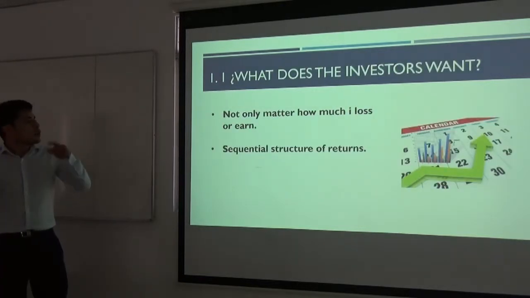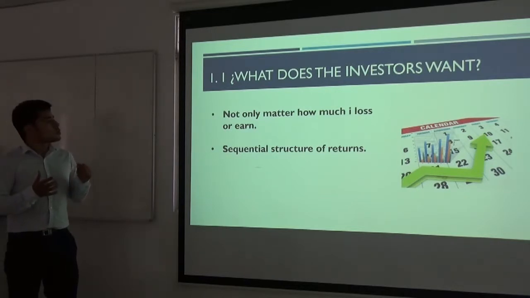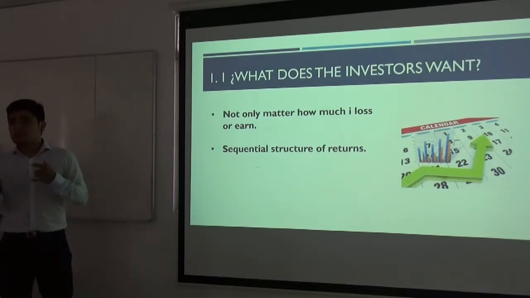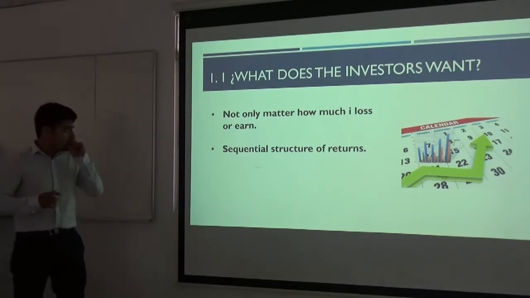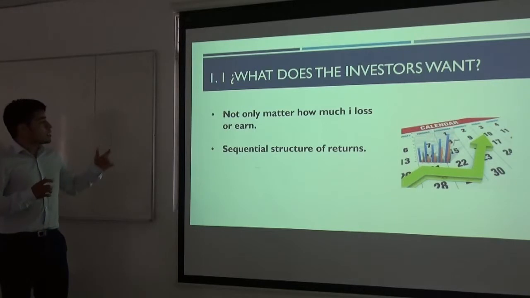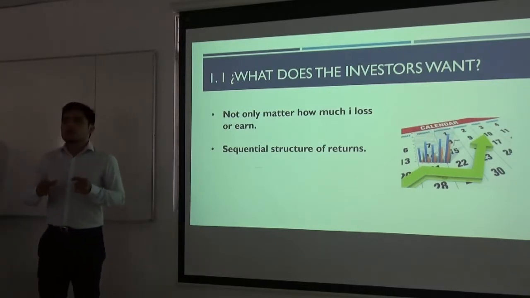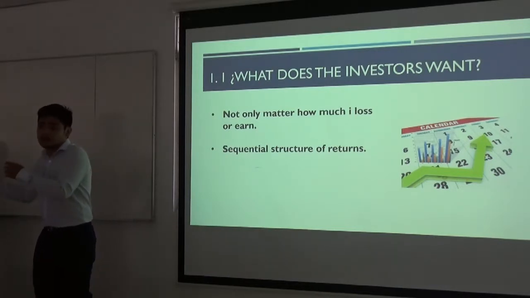Why did the authors write this? What was their motivation? What do investors want? For investors, it's not only a matter of how much I lost or how much I earned. They care about the sequence of times. They care about the sequential structure of returns. They want to know how much I will be earning or losing in the next summer, something like that.